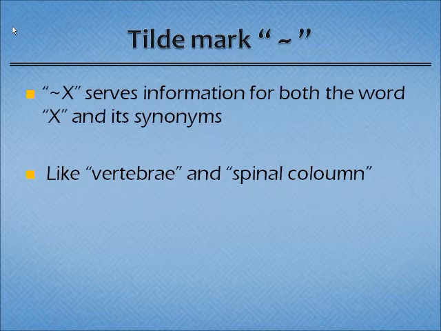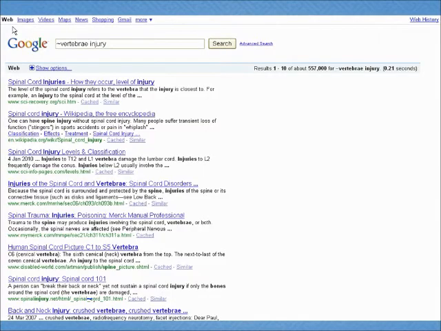Like the minus term, there is a tilde mark which serves the synonym, which searches with synonym keywords like vertebra and spinal column. If you put a tilde mark here, just before the vertebra, then it automatically searches for spinal column also. Like here, for example, you see the spinal column, spinal injury, and the other words. So if we're not sure, and if we want to include the synonym terms, we should use this mark with this keyword.